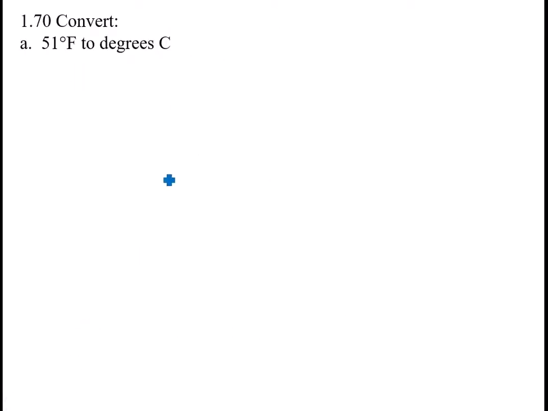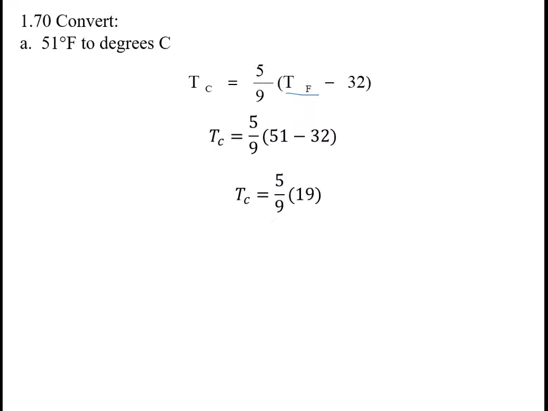So, problems of the book, it asks for you to convert from 51 degrees Fahrenheit to degrees C. So this is the formula that's given to you. And since temperature in Fahrenheit is given, I'm simply going to plug it in. So it's 5/9 of 51 minus 32. So I need to do the subtraction first. So 51 minus 32 gives me 19 degrees. And then the 5/9 of that, so I take 5 divided by 9 times 19, and I get 10.6 degrees C.